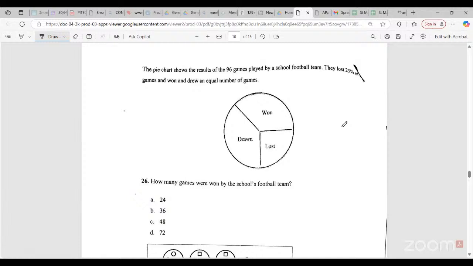All right, the pie chart showed the result of 96 games played by a school football team. They lost 25% of the games and won and drew an equal number of games. And they further went on and asked how many games were won.